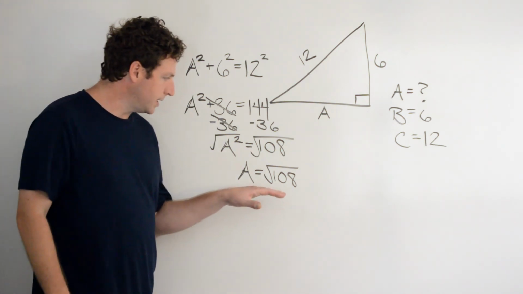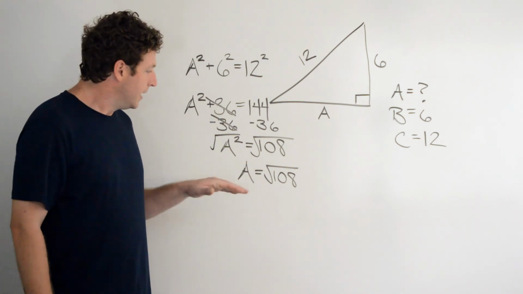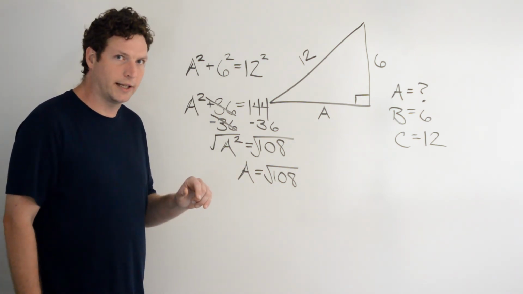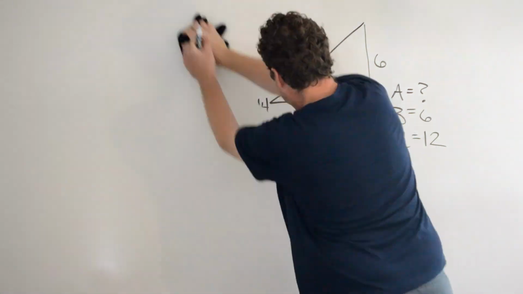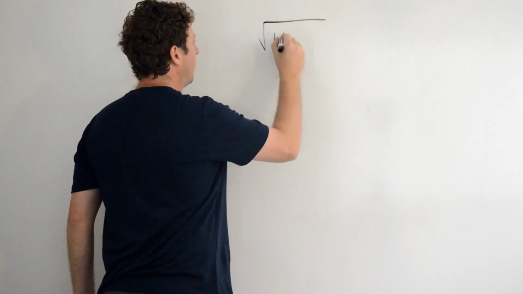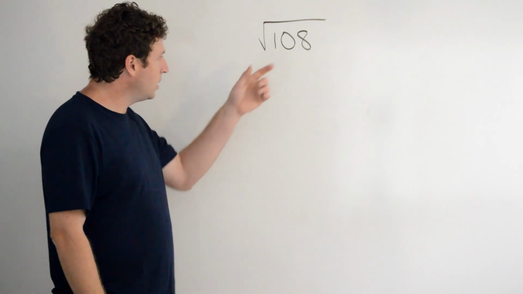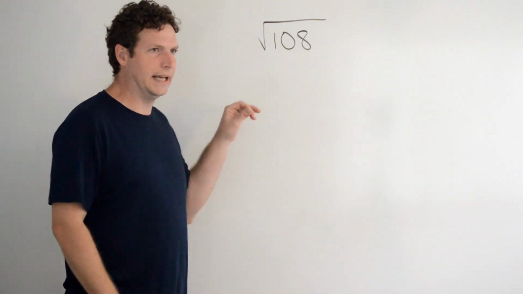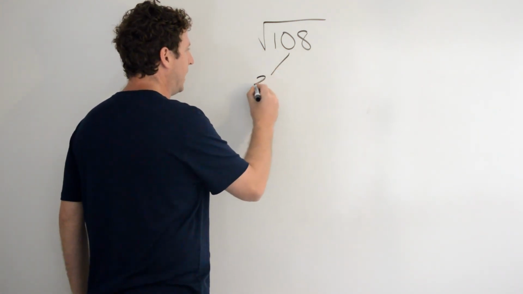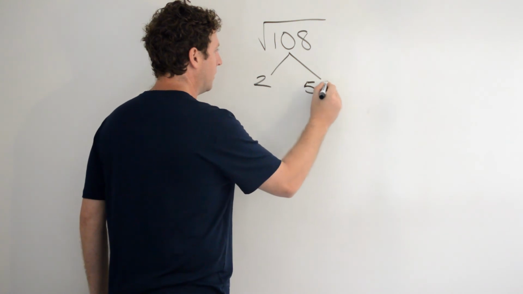Once again, this one's a little different. I actually don't want to leave it like this. I can break this down a little bit further. Let's go ahead and take a look at that. I'm left with the square root of 108. And I want to go ahead and break that down. I know I can do more with this because it's an even number, so I'm going to factor it out and see what happens. If I take out a 2 and 54, right?